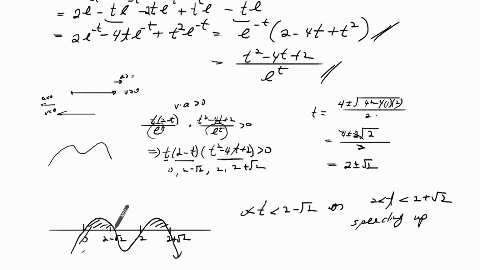Okay, so right here, that's when it's slowing down. So when t is between 2 minus root 2 and 2, and t is greater than 2 plus root 2, it's slowing down.